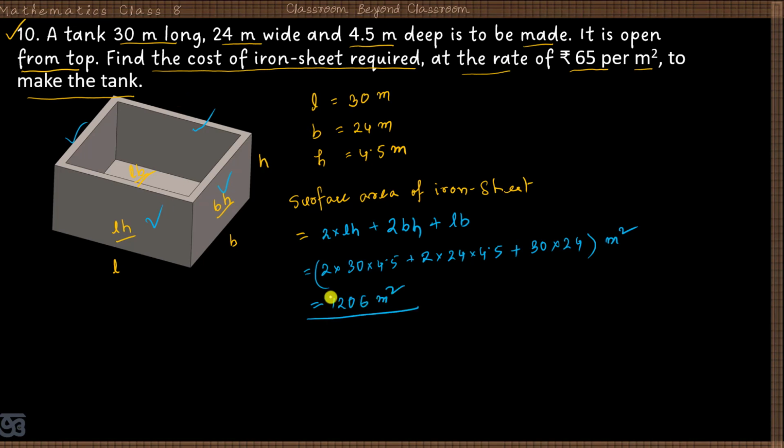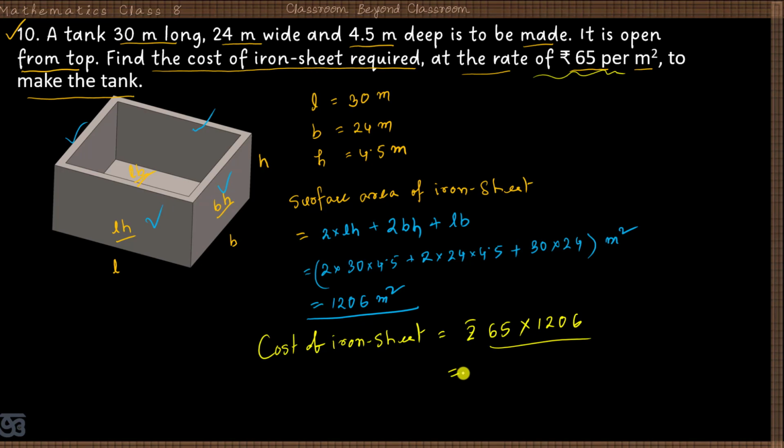1206. This is the surface area of the iron sheet required, and we have to find out the cost of iron sheet at the rate of rupees 65 per meter square. So the cost of iron sheet is 65 per meter square and we need 1206 meter square. So 65 times 1206, this many rupees will be required, and that is equal to 8,390. Find the cost of iron sheet required at the rate of rupees 65 per meter square to make the tank.